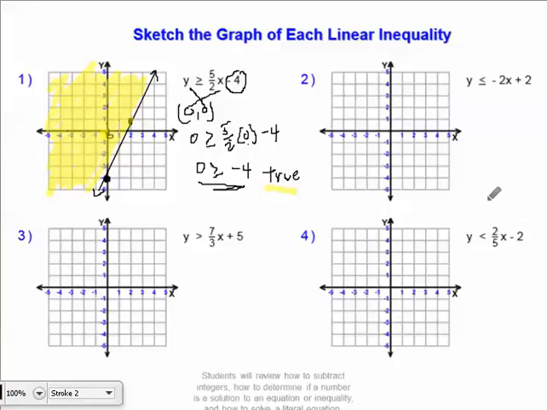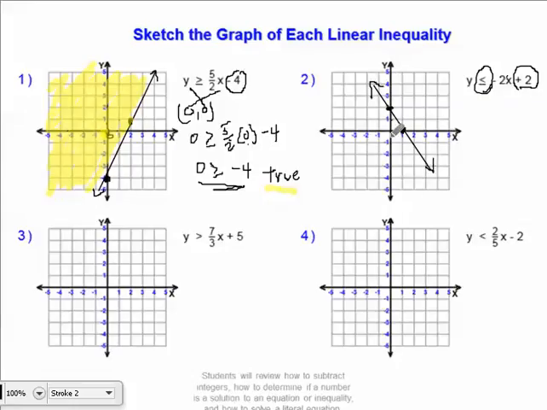Let's see if we can't get one here and see what happens. I'm going to do another one here. Using the plus 2 to start with, I'm going to go right here to plus 2. Then I've got a negative 2 slope. That means I'm going to go down 2 and over 1. There's my other point. I've got a less than or equal to sign, so I'm going to draw a solid line going through both those 2 points. Okay? Everyone with me on this so far?